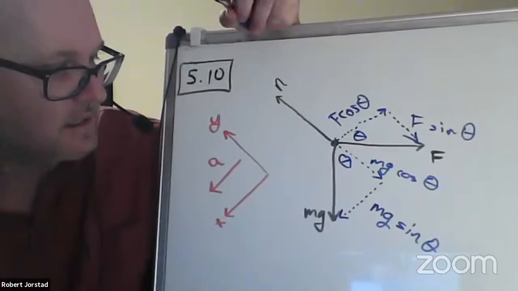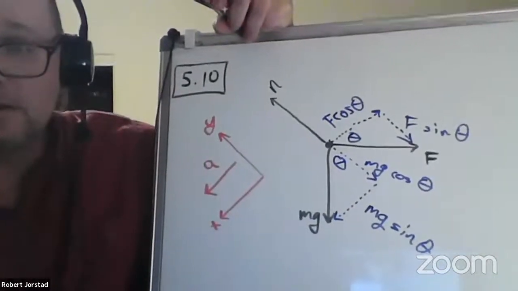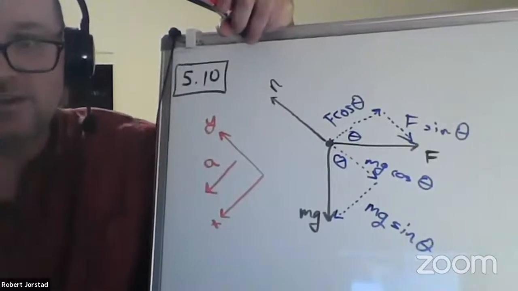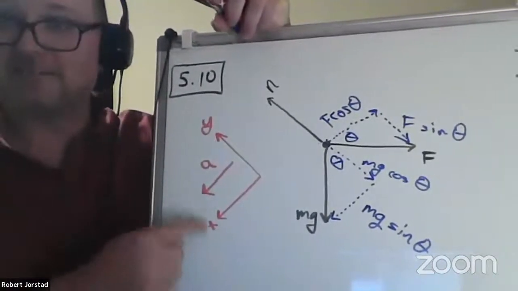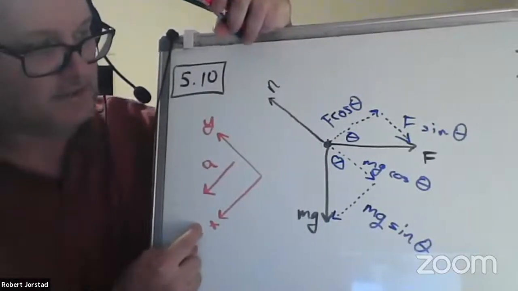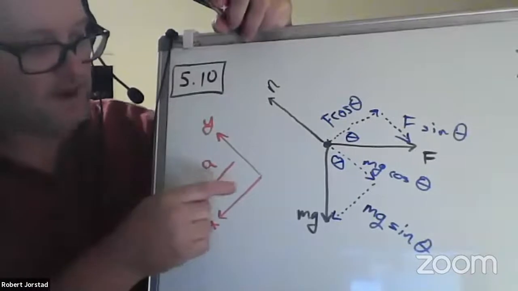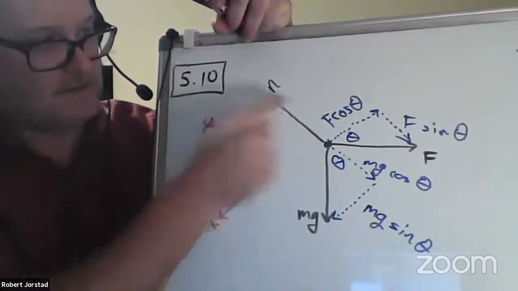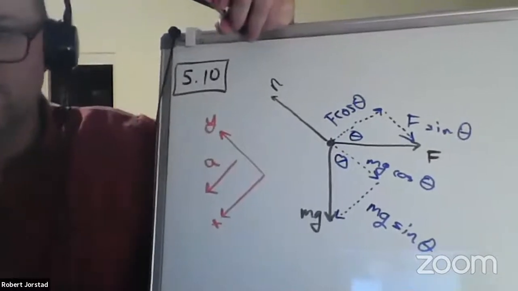So Isaac, mg sine theta, is that one positive or negative? I'm watching the chat. Okay, good. So then that's perfect. So in this problem, we said down is positive. Very good, and that's what I was trying to check. And so then this one, F cos, would be negative. Good job. Then the rest of them, this would be positive, negative, negative. We're good to go. What do you think?